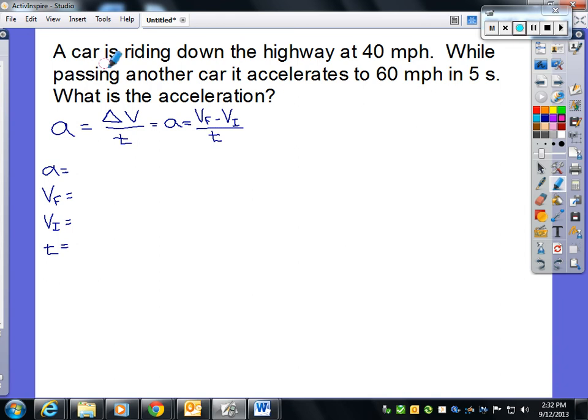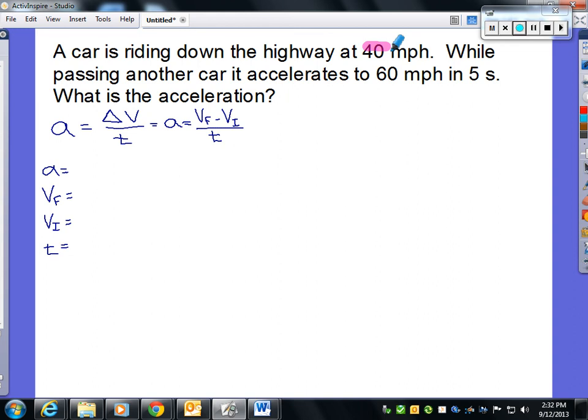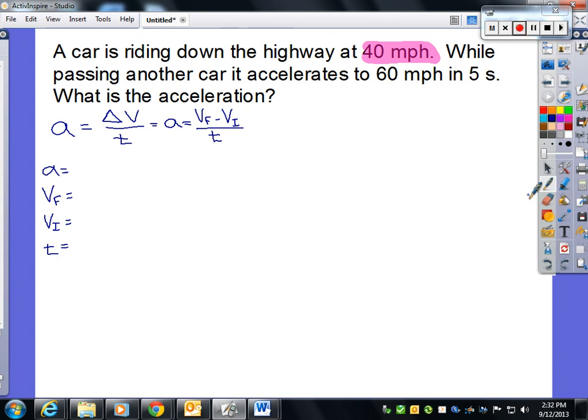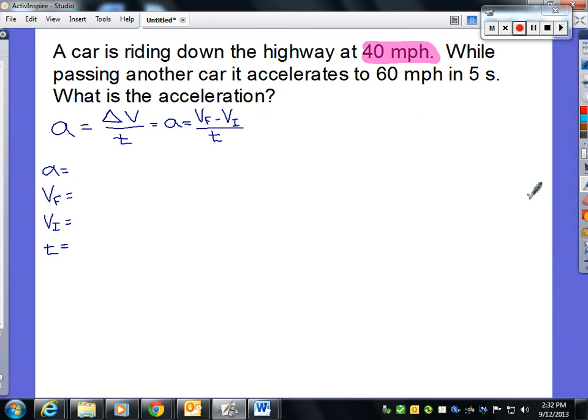So the first thing we say is a car is riding on the highway at 40 miles per hour. I've already read it through once, so I have a sense in my mind that the 40 miles per hour is in fact the starting velocity in this word problem. Trying to dissect the word problem without reading the problem through at least once is a little tough because you don't know if that 40 miles per hour is actually the final or the initial. But since I did, I know that it is in fact my initial velocity. So I'm going to identify that down here, 40 miles per hour.